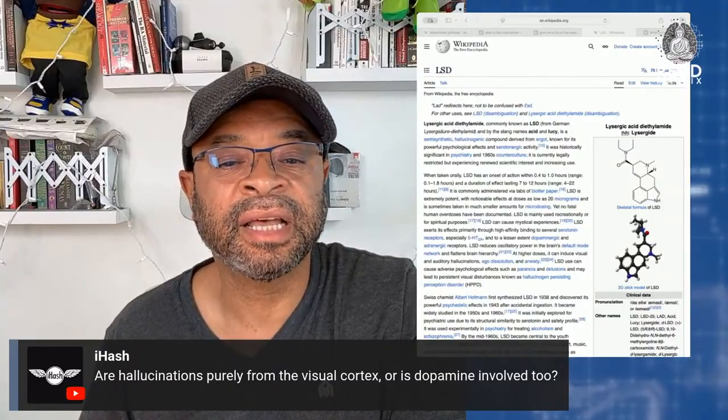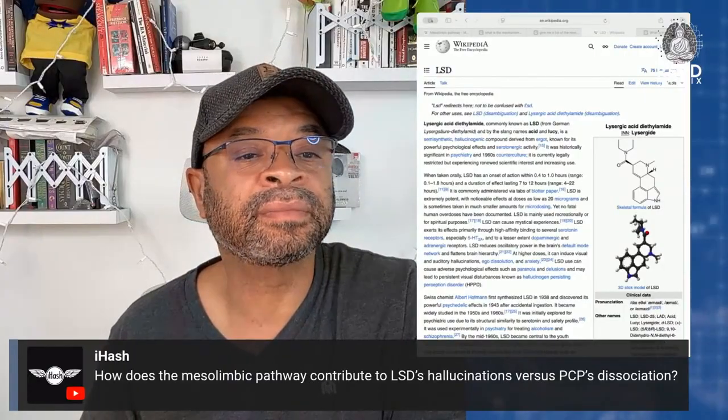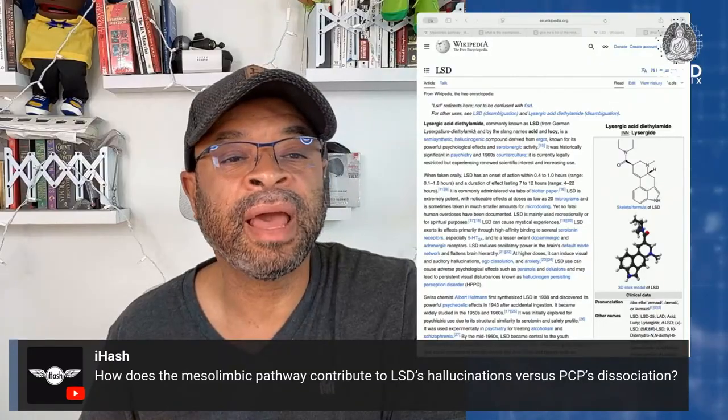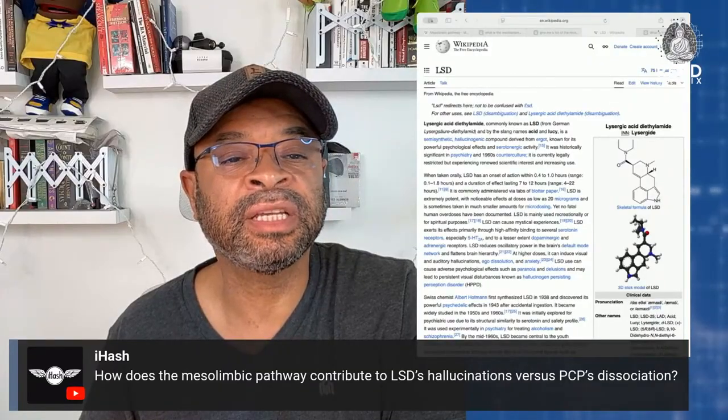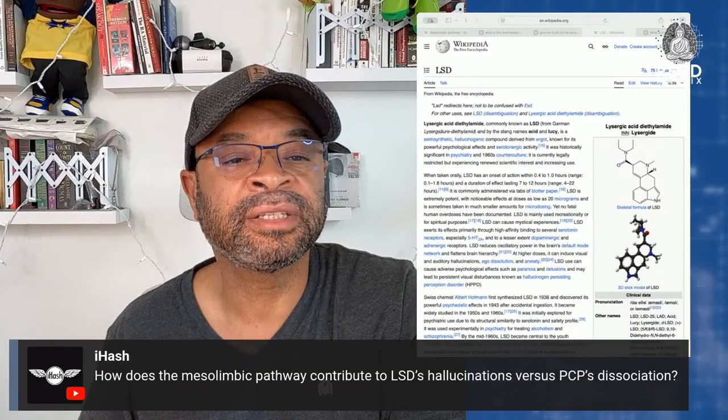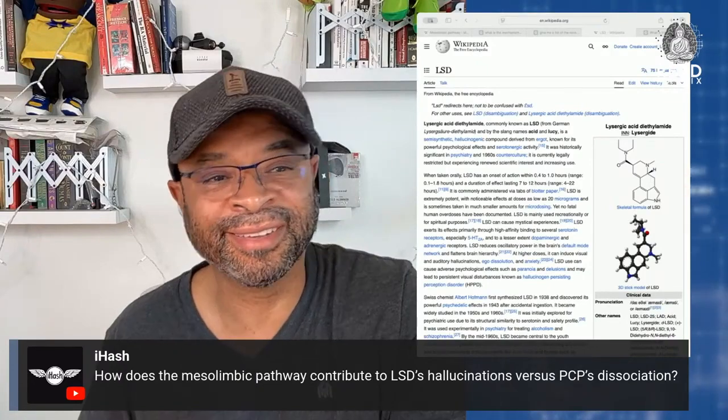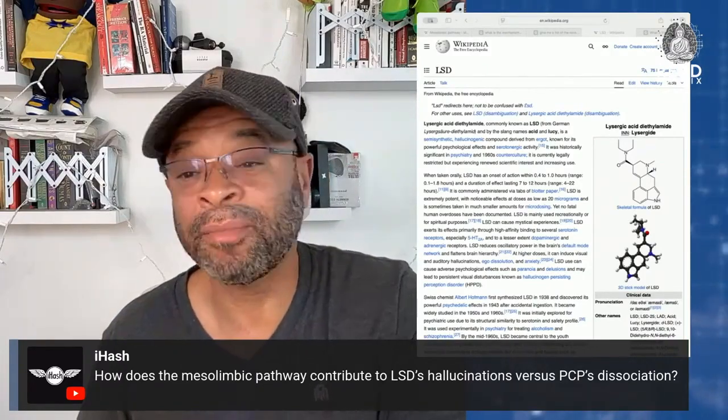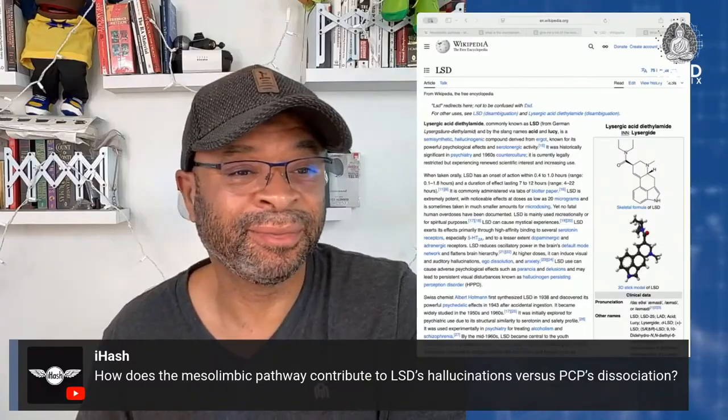Next. Okay, great. How does the mesolimbic pathway contribute to LSD's hallucination versus PCP's dissociation? Good question. Their mechanism of action.